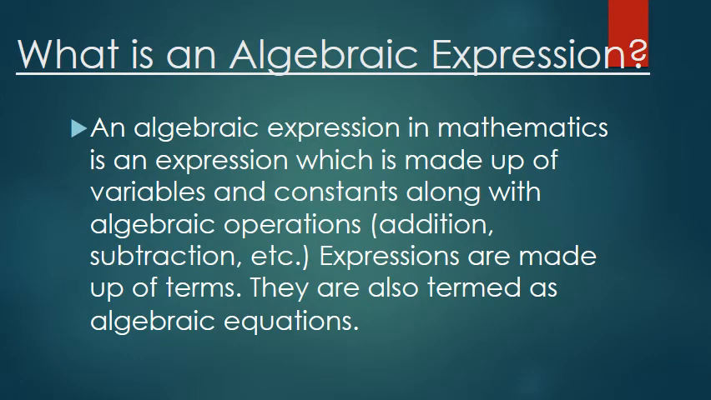An algebraic expression in mathematics is an expression made up of variables and constants along with algebraic operations, which are addition, subtraction, etc. Expressions are made up of terms. They are also termed an algebraic equation if there is an equality sign in between.